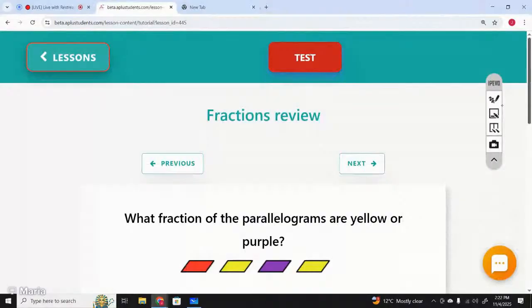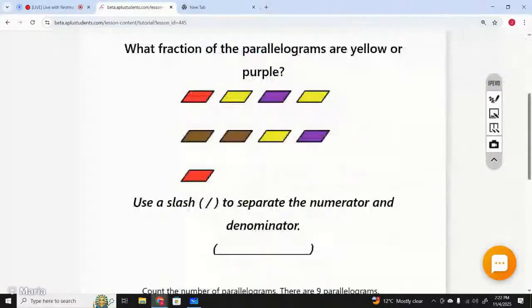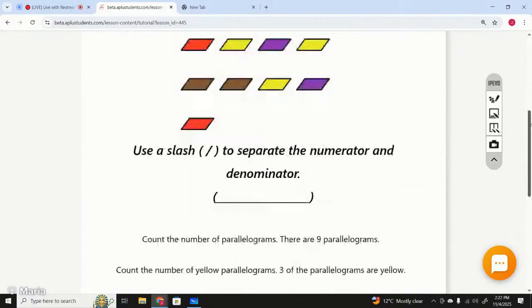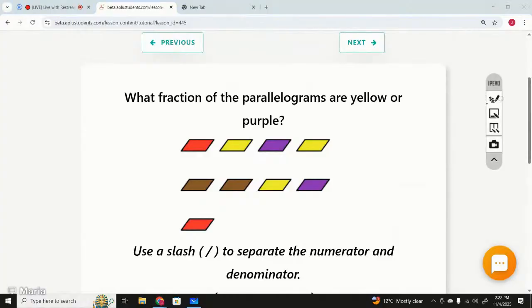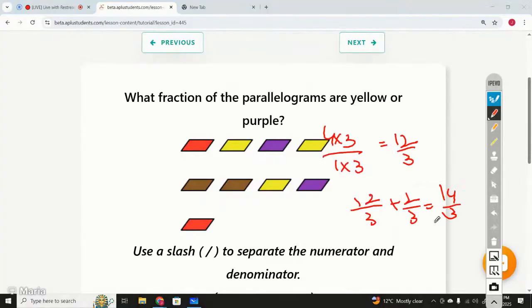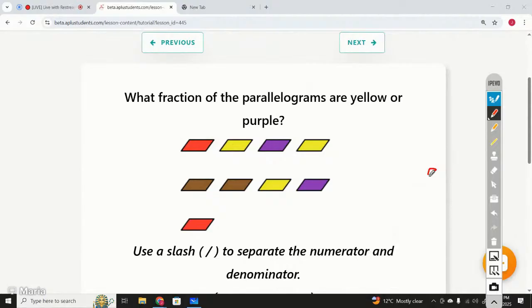What fractions of the parallelogram are yellow or purple? One, two, three, four, five. Five of them are yellow or purple. And in total they are 9, so the correct option is 5 out of 9. 1, 2, 3, 4, 5 of them are purple or yellow. That is 5 by 9.